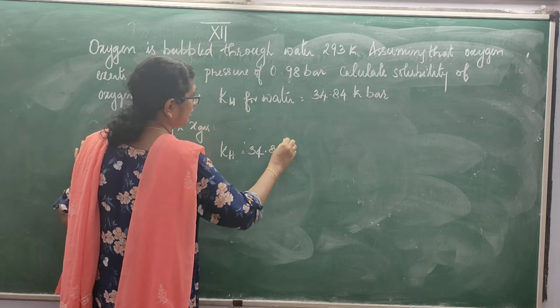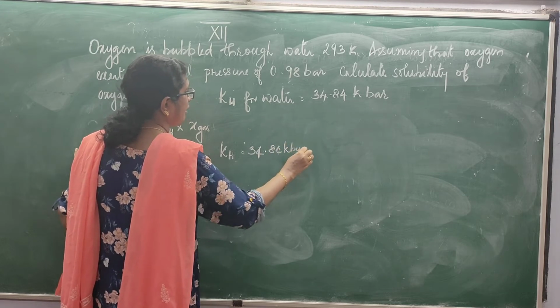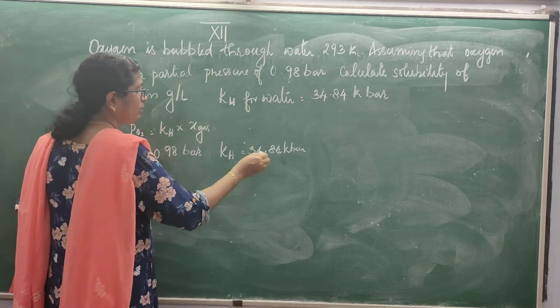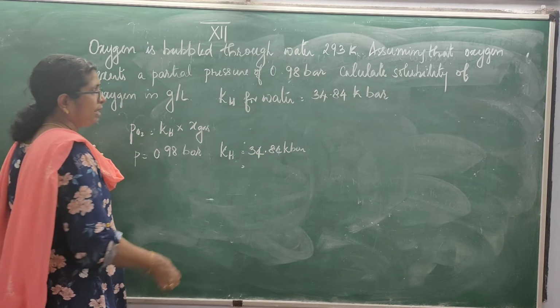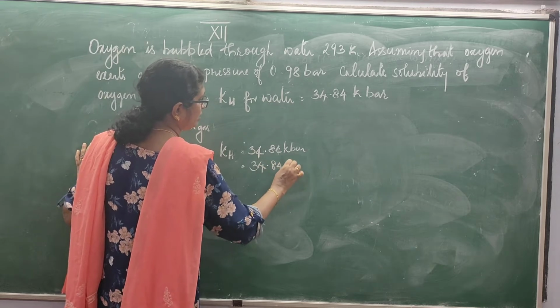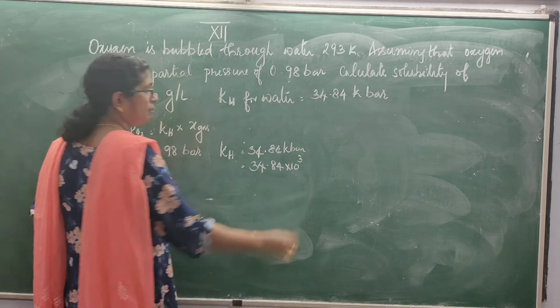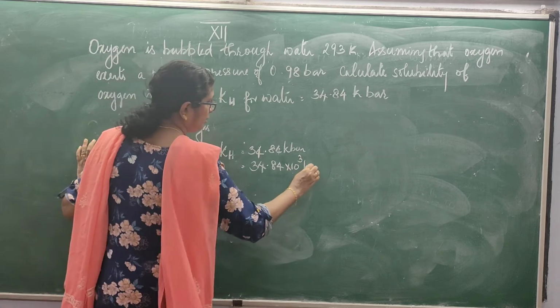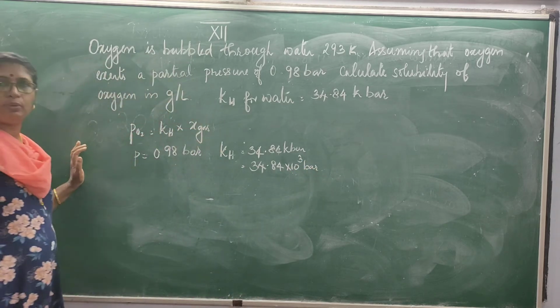kh is equal to 34.84 kilobar. Kilobar, one is in bar and the other is in kilobar. You convert this also into bar. That is 34.84 into 10 raised to 3 bar. Now both are the same unit.